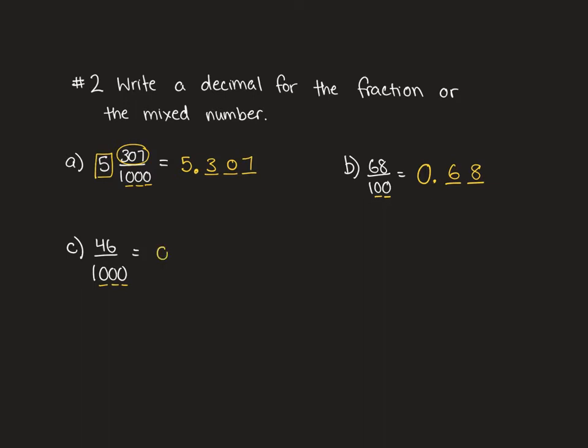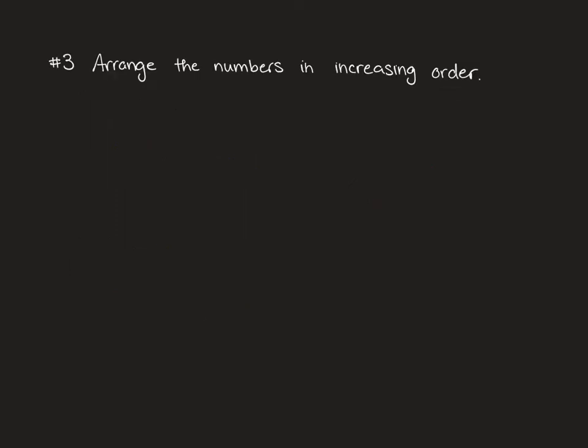There's 3 zeros and no whole number, so we're going to put 3 places after the decimal. Then we're going to fill the 46 in from the end, 6, 4, and there's still a space here. In order for this to end in the thousandths place where it needs to, we need to put a 0 in as a placeholder. If you just put 0.46, that is not the same and would be incorrect because this would equal 46 out of 100, not out of 1,000.